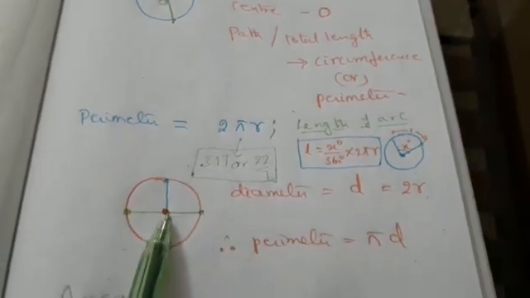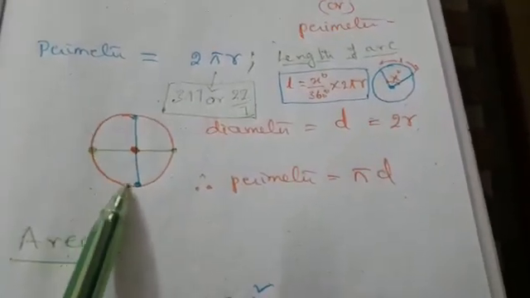Now that you know the radius, the next word is diameter.